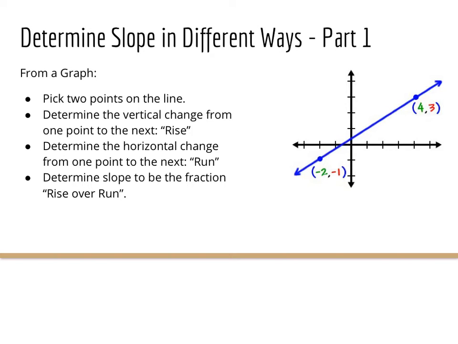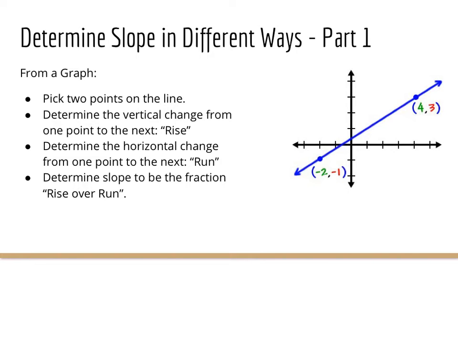All right, so now we're going to look at 3 different ways to determine slope. The first way is from a graph. I have a graph of a line here. All lines have slope, though it could be undefined. So we have any 2 points on the line. This one here is (-2, -1). This one here is (4, 3). And I need to do 2 things. I need to first determine the vertical change from one point to the next, which I'll call the rise. And then I'll determine the horizontal change from one point to the next, which I'll call the run.